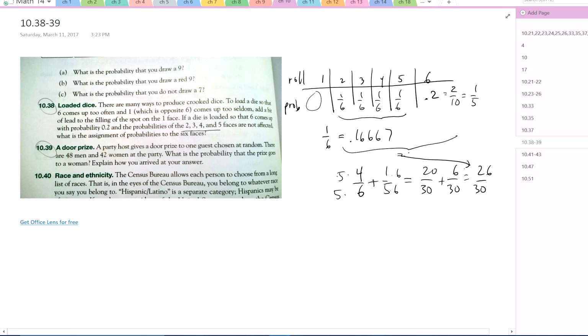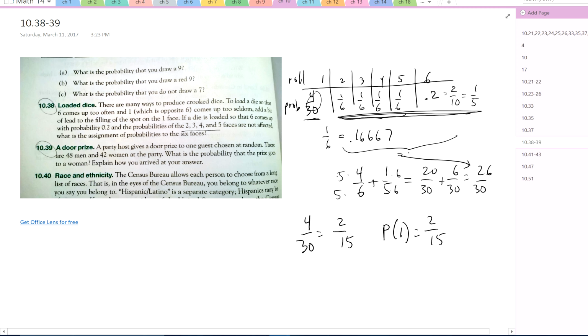Well, that's this. So this 1 must be the balance, which is 4 out of 30. And if I reduce 4 out of 30, divided by 2 is 2 out of 15. So the probability of rolling a 1 will be 2 out of 15. Okay, does that make sense? We're using the idea here that this plus all of these has to add up to 1.